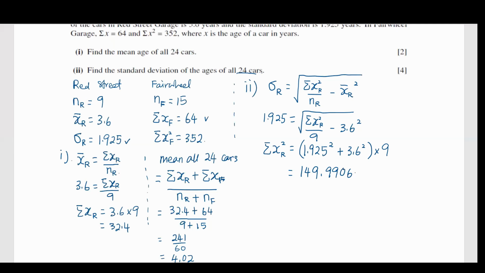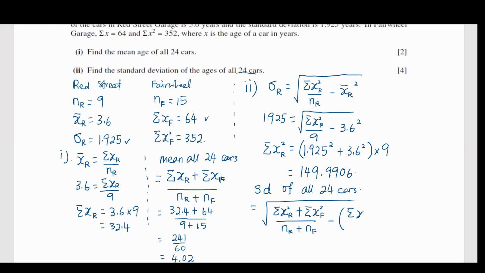Okay, once we have found the sigma x squared for the Rake Street cars, now we are able to find the standard deviation of all 24 used cars. According to the formula, we have sigma x squared for Rake Street plus sigma x squared for the Fairview, divided by the total number of cars for both, and then minus the mean. So it should be sigma x squared for Rake Street plus sigma x squared for Fairview, divided by the total, bracket, squared.